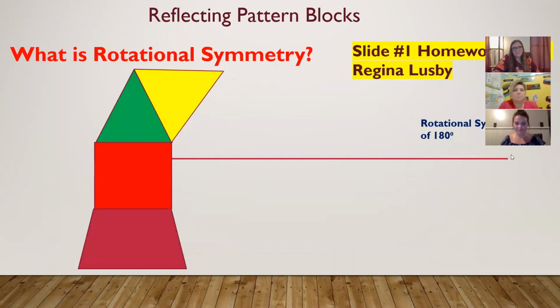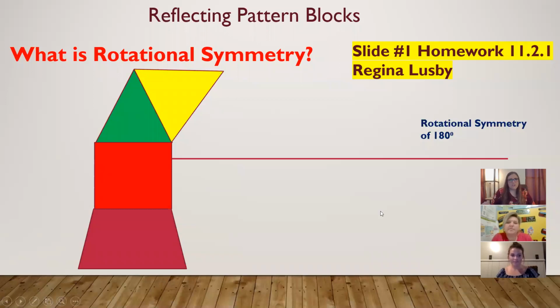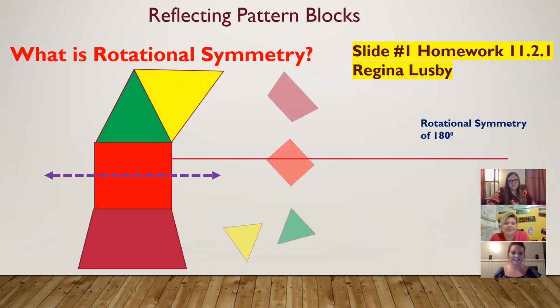All right, Regina, what is rotational symmetry? Okay, so rotational symmetry is when you rotate an object, and it can be anywhere up to 180 degrees, and it will look exactly the same when you totally flip it over like that. And that's rotational symmetry. Very neat. Thank you, Regina. I like your colors on here as well. Thank you.